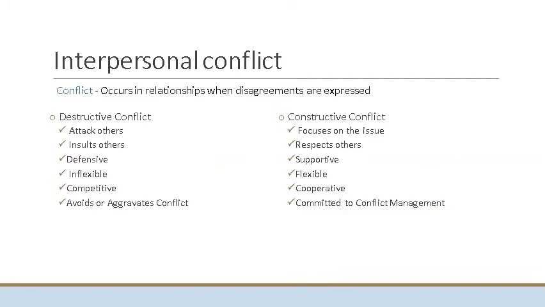So, the extent to which you have a certain personality type is going to have a huge impact on how you actually engage in conflict. So the book lists two different types of conflict. They list destructive conflict and constructive conflict. And you can see on the left all the different styles that are consolidated within destructive conflict. It attacks others, it's insulting, it's defensive, it's inflexible. One thing that I notice here is it's competitive.